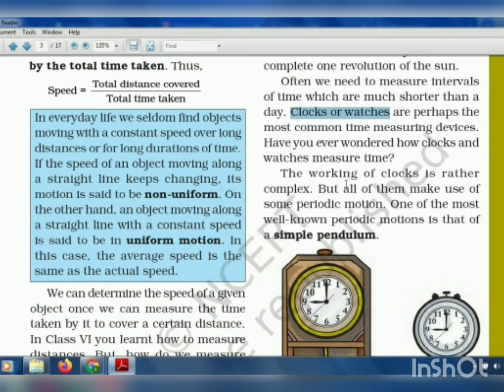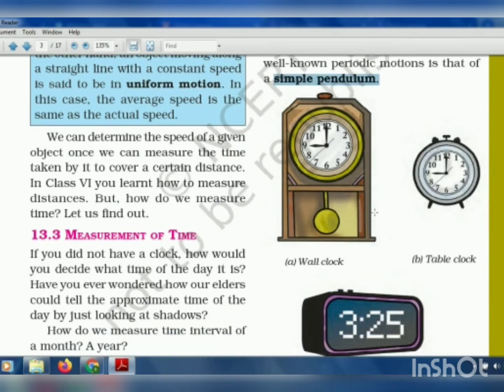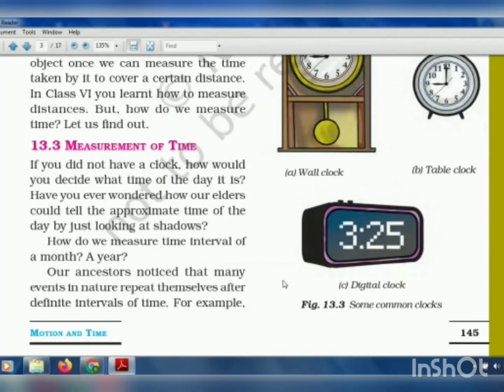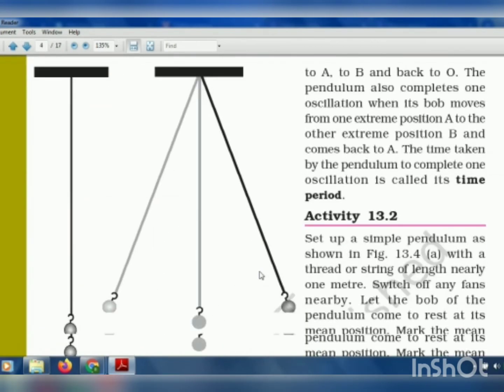But the working of the clock is complex. Still, each and every clock uses a periodic motion. One of the most well-known examples of periodic motion is that of a simple pendulum, which used to be there in the earlier clocks. So how does a pendulum work and how does it show the time? These are the examples given to you of the clocks, that is wall clock, table clock, digital clock. These all types of clock we have seen at our home, right?